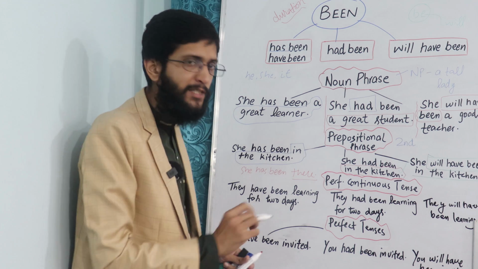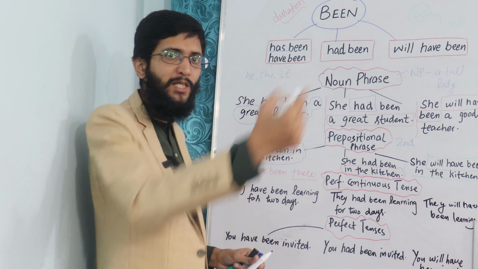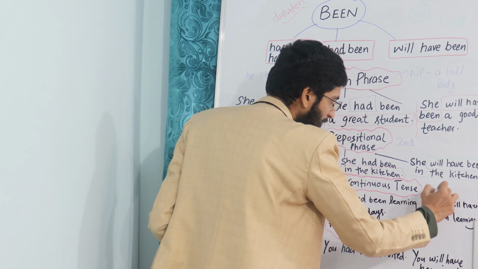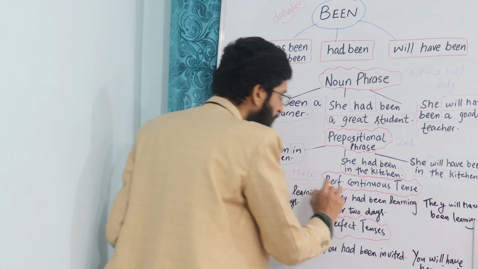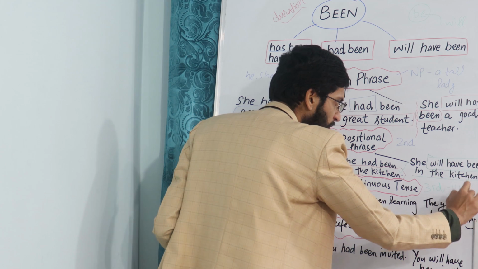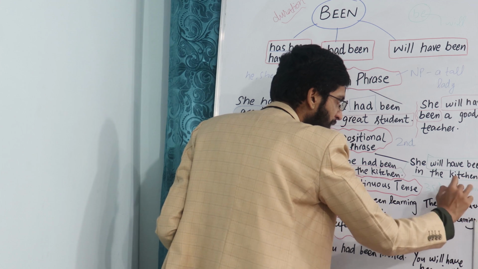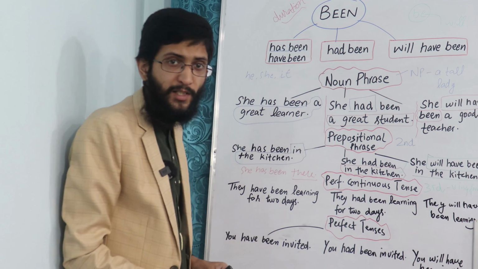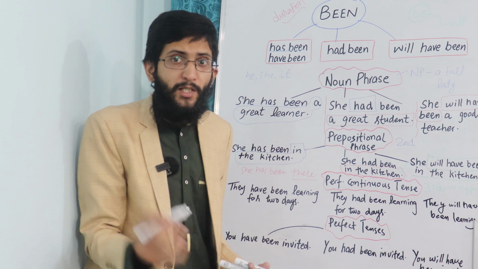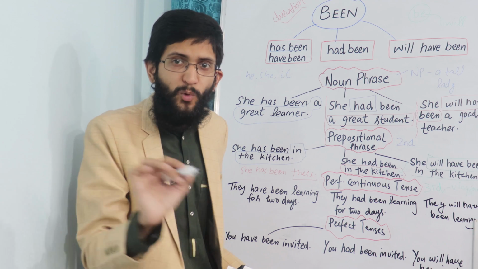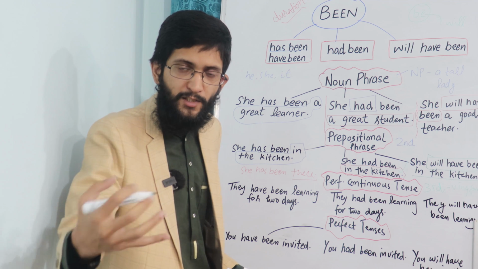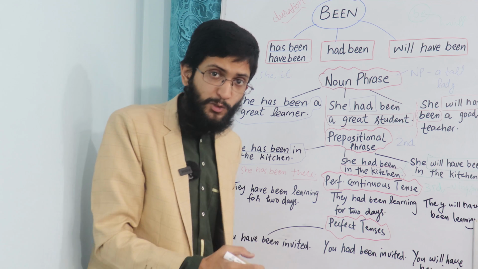She will have been in the kitchen. That means she will have been busy doing something in the kitchen. The third thing we can use with this structure is the verb ing form, like going, eating, cooking, speaking, writing. For instance, if you are watching my lecture, I would say, I have been speaking for 5 minutes. That means I started to record this lecture 5 minutes ago, but I'm still speaking.